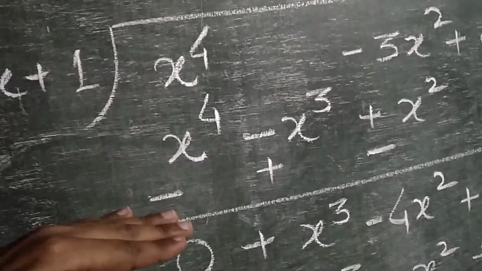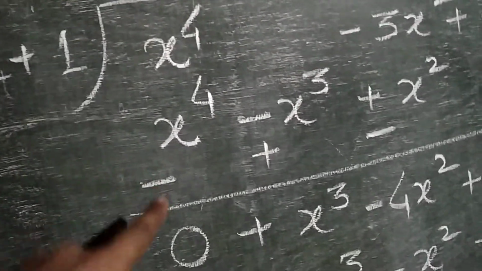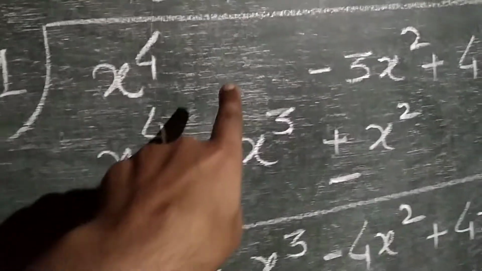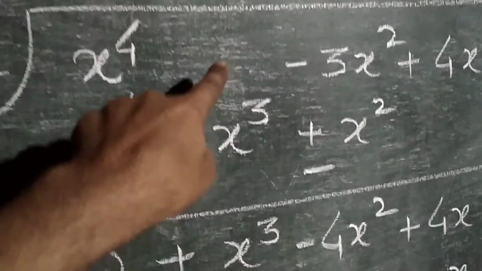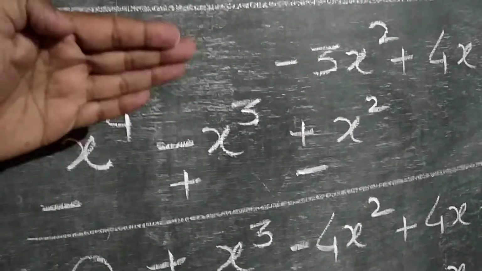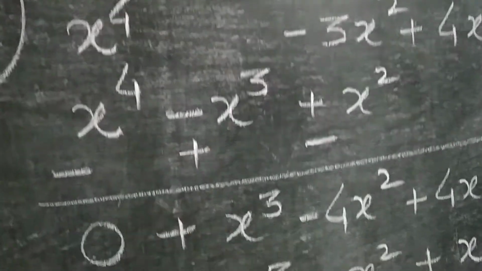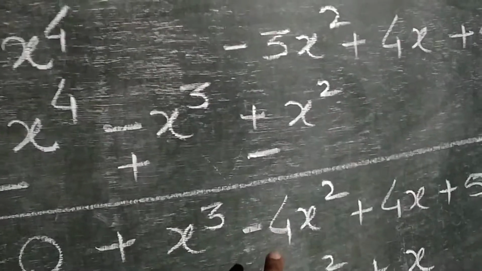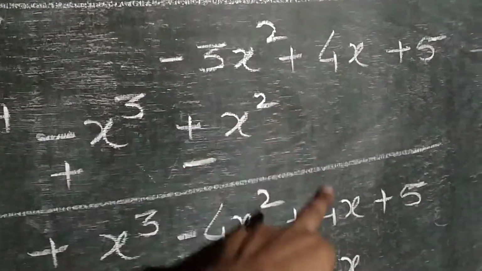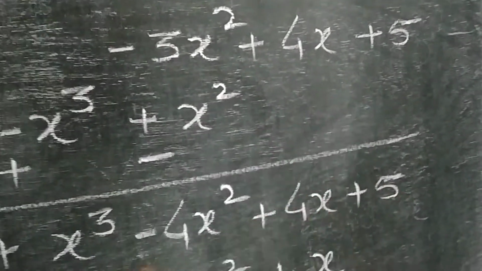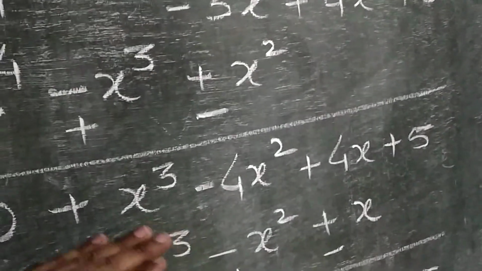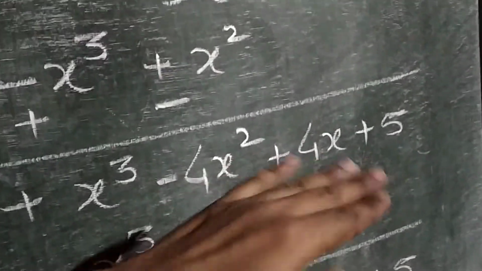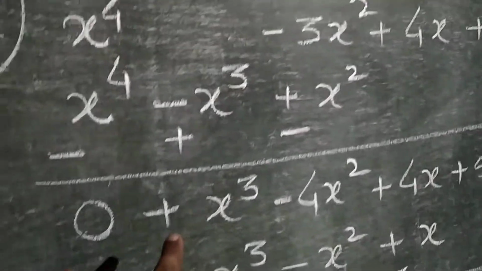Now take the difference, x to the power 4 minus x to the power 4, it will become 0. There is no term of the x cube, so we can write here 0x cube. Okay, so 0x cube plus x cube, it will give x cube. Minus 3x square minus x square, it will give minus 4x square. 4x as it is, 5 as it is. So we are getting the new dividend, x cube minus 4x square plus 4x plus 5. Again we will do the same process.